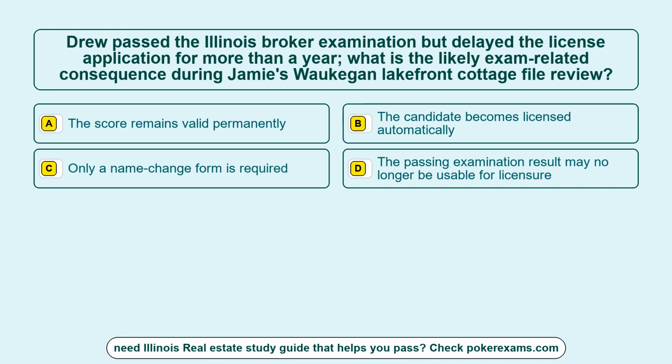Question 24. Drew passed the Illinois broker examination but delayed the license application for more than a year. What is the likely exam-related consequence during Jamie's Waukegan Lakefront Cottage file review? Option A. The score remains valid permanently. Option B. The candidate becomes licensed automatically. Option C. Only a name-change form is required. Option D. The passing examination result may no longer be usable for licensure.